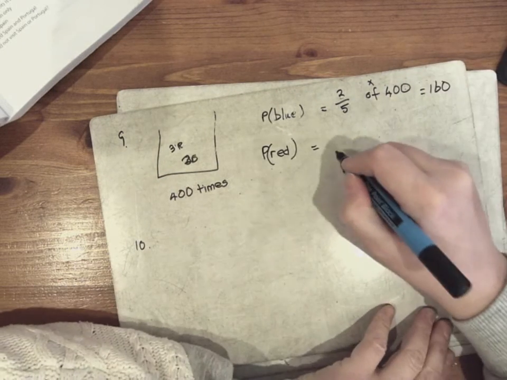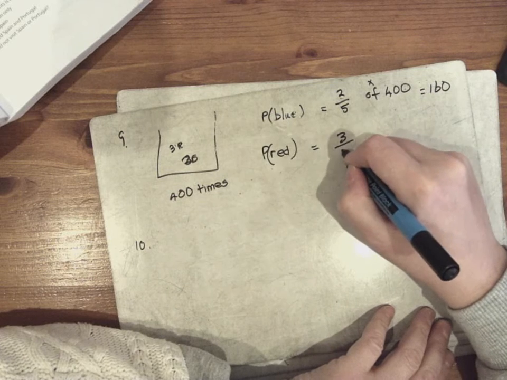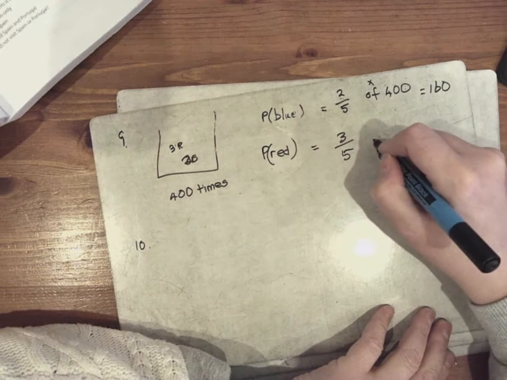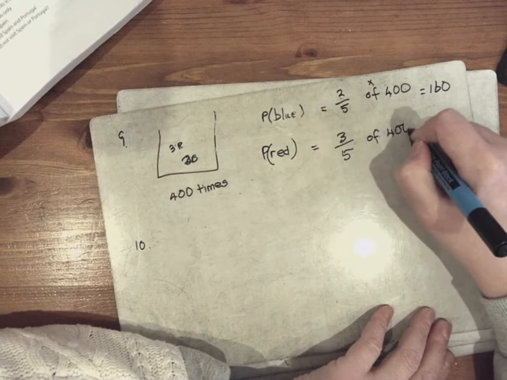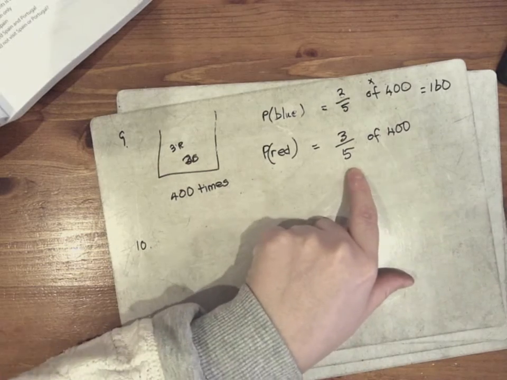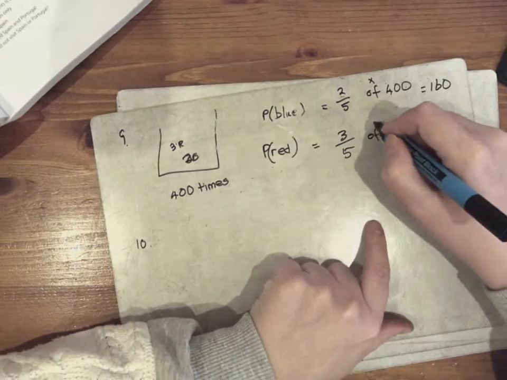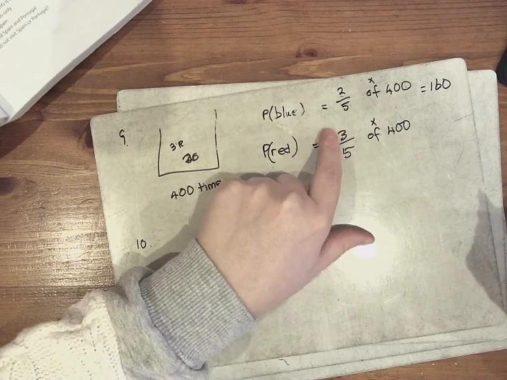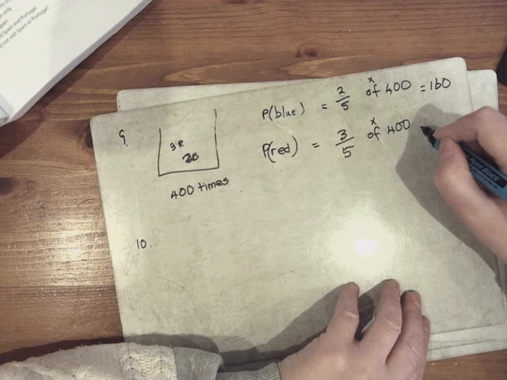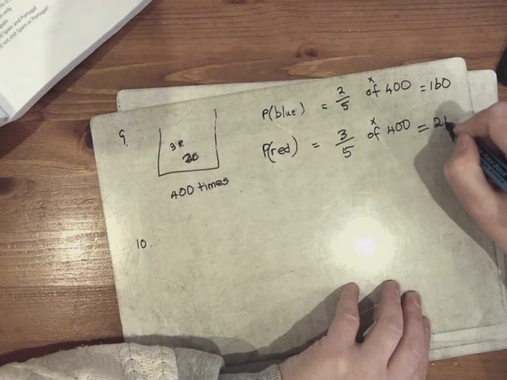Right, the probability of a red, there's 3 red balls out of 5 balls in total, and you get that of 400 times. So because you did it 400 times, you would expect to get a red ball 3/5 of the time. Remember, of means you multiply. So into the calculator, 3/5 multiplied by 400, and that would be 240 times.